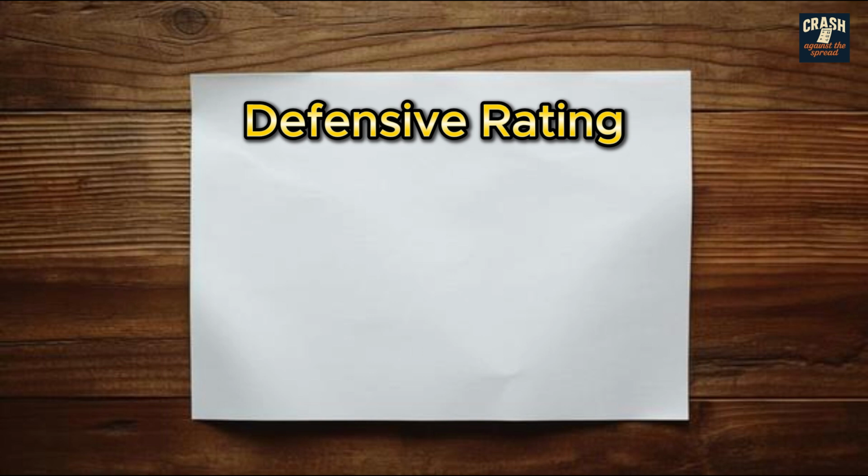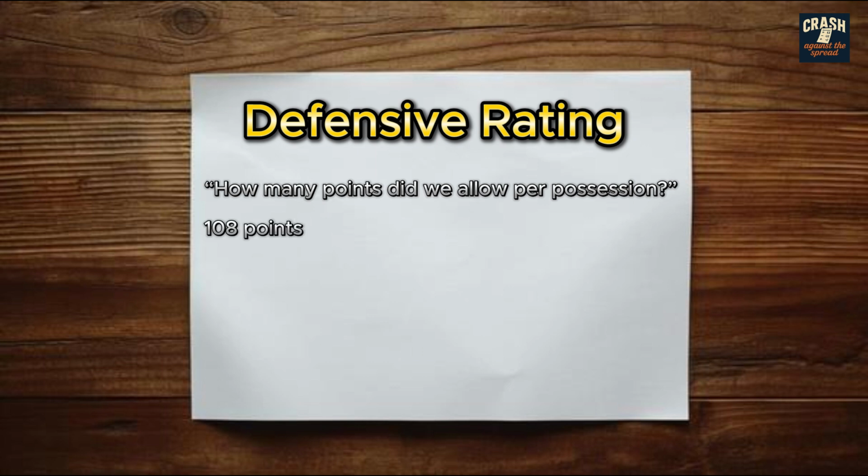Step three, divide points by possessions. Now you answer the question: how many points did we allow per possession? 108 points divided by 97 possessions approximately equals 1.11 points per possession.